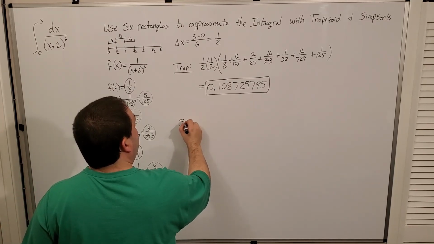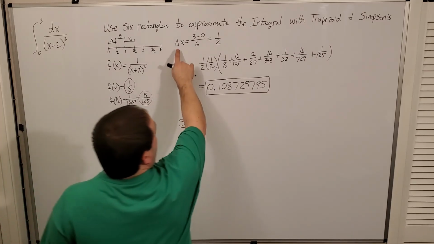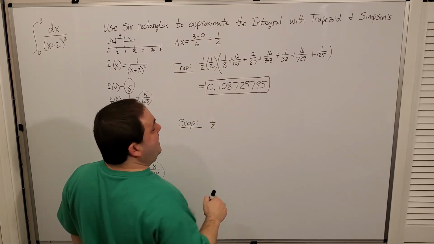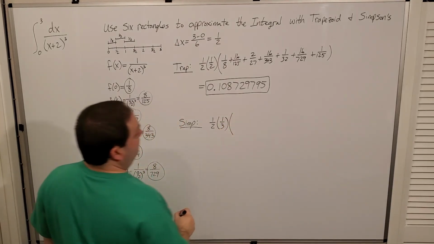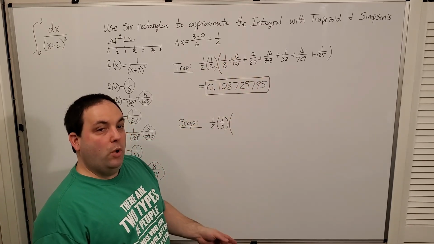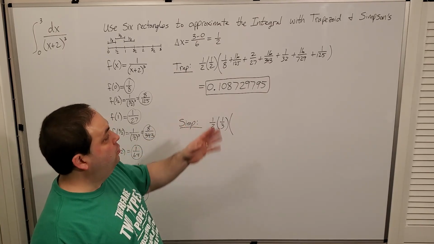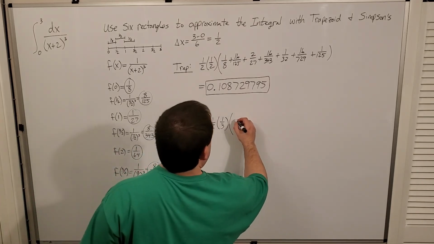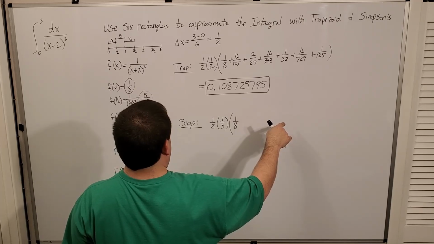Next, Simpson's rule. So I do my delta x again, 1/2, but divided by 3. And then remember what I do is one of each of the endpoints, and then I alternate between 4 and 2, 4 and 2 for each of the values inside. So again, that's going to be the 1/8, but then it's times 4.